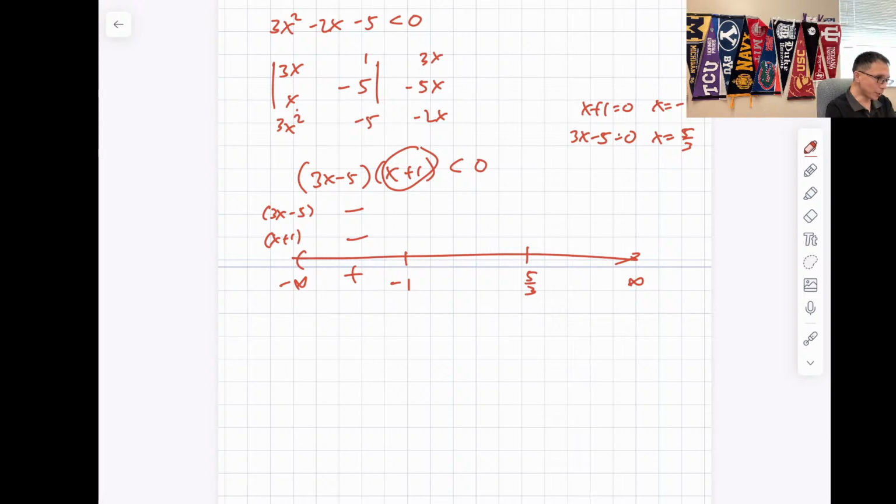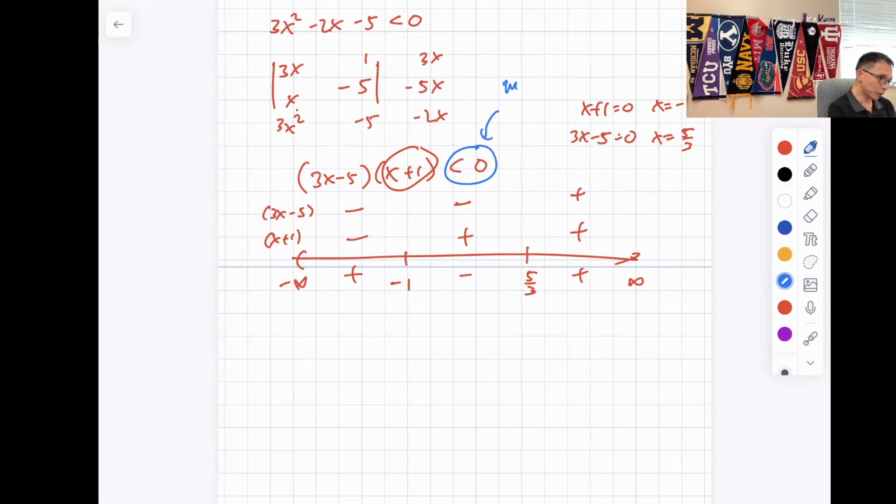Now the best thing to plug in between -1 to 5 over 3 is what? 0. So if you plug in 0, that's just going to be negative. This is positive. This is negative. So negative times positive is a negative. And then if I have 5 over 3 to infinity, if I plug in, it's going to be positive, positive, positive. Now, again, you have to answer the question. The question is right here. Pay attention.